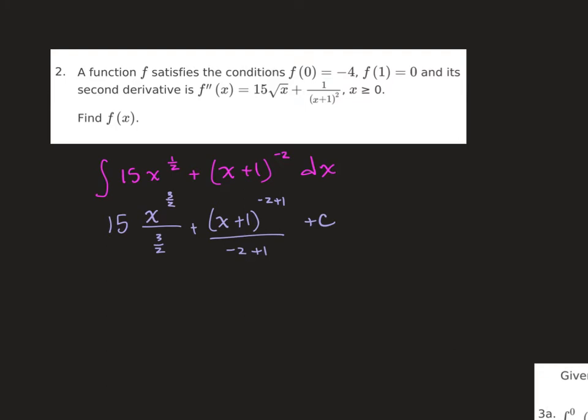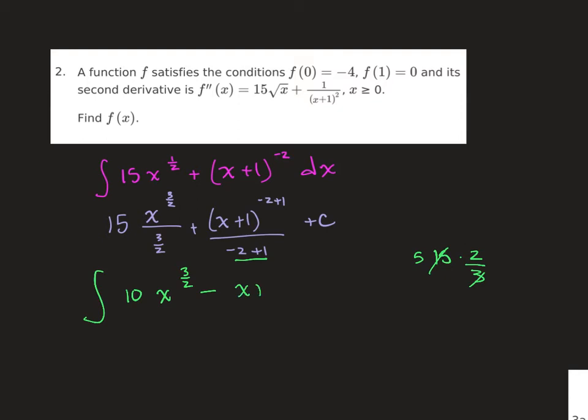Let me get a little bit more room here. Okay, so this is the first antiderivative. Now we need to take the antiderivative of that, and I'm going to clean it up just a bit as we do this. So this would be 15 times 2/3, and we'd get a 5, so this is just going to be 10x to the 3/2. This part would get us just a negative, and then we'd have (x plus 1) to the negative 1, plus c, dx.